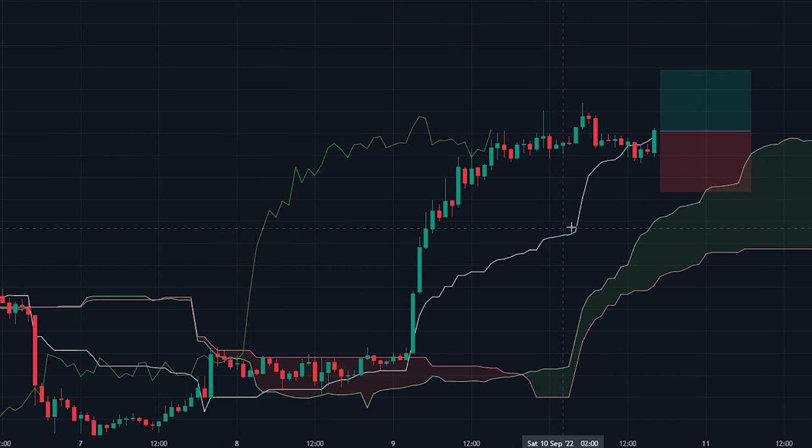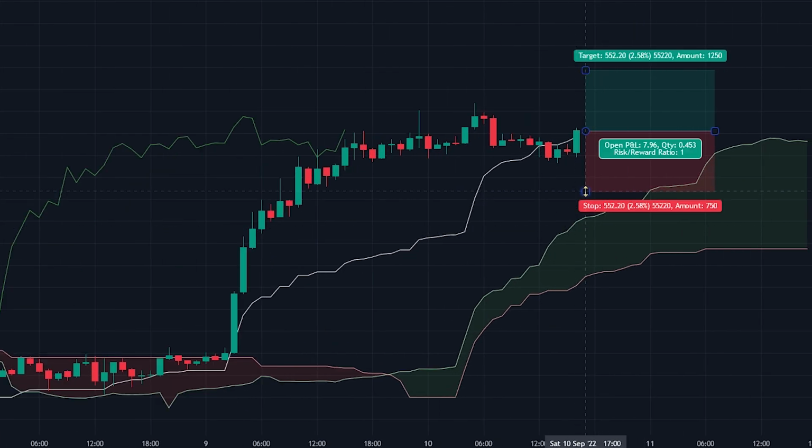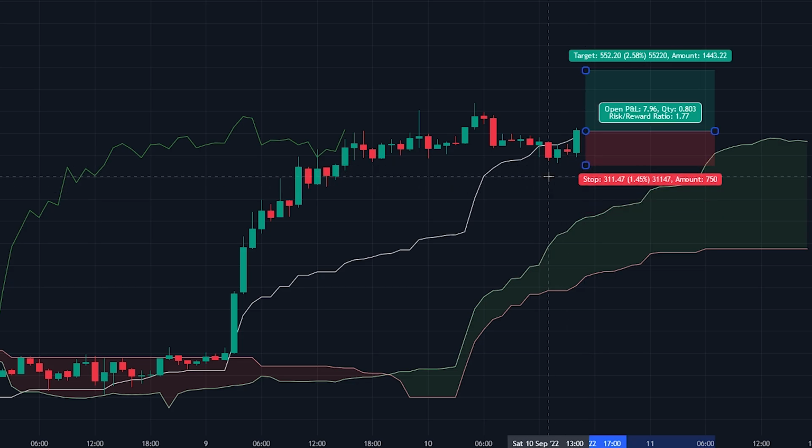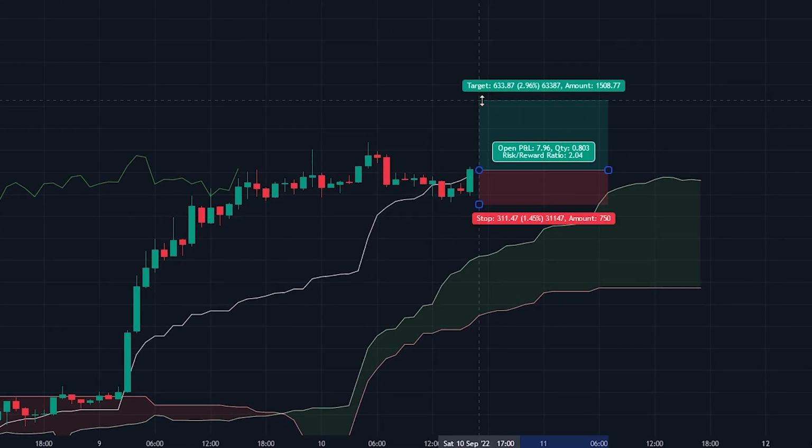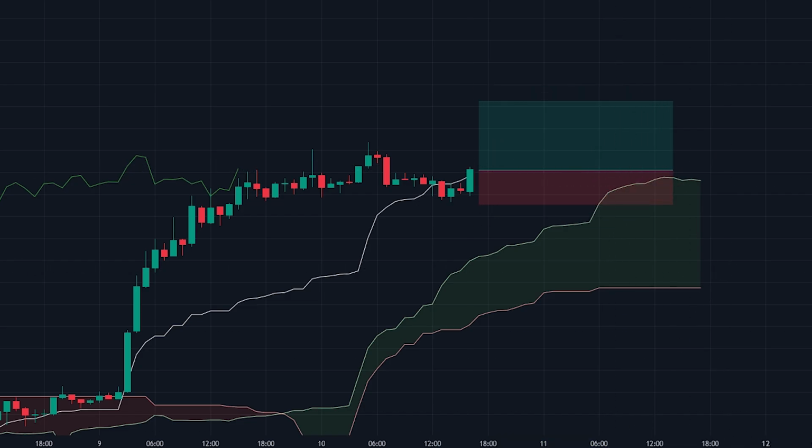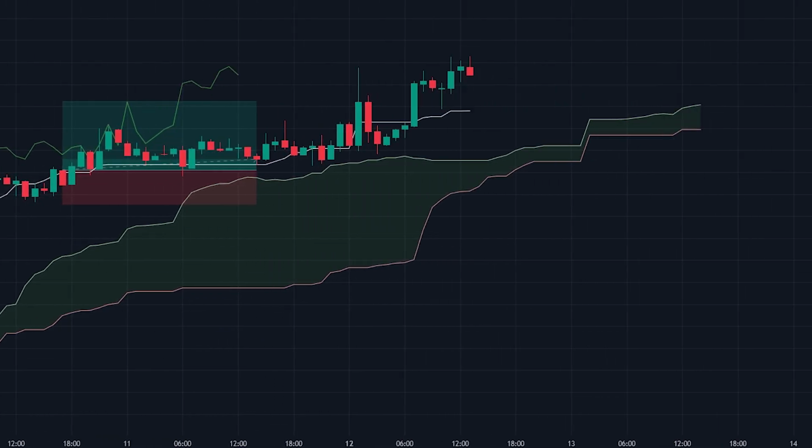We will place the stop loss slightly below the most recent support zone. For the take profit, we will target a 2 times risk to reward ratio. Now let's see how the trade plays out.